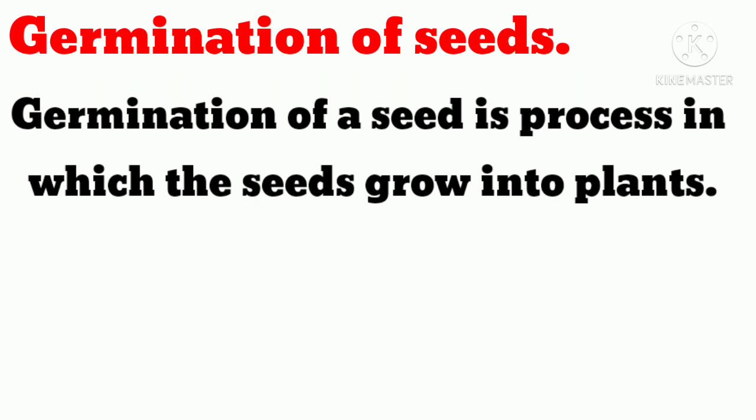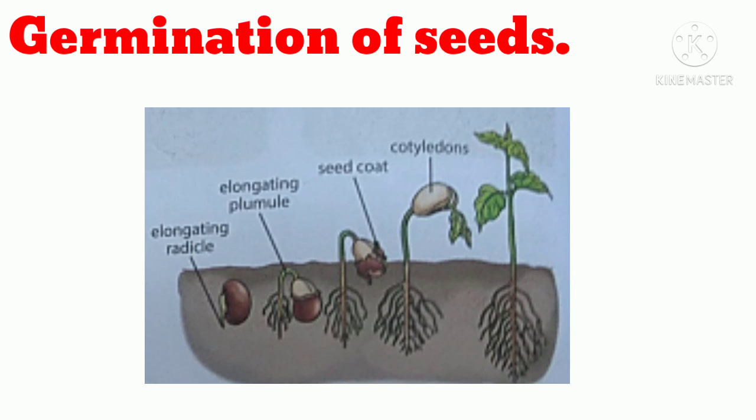Now let us know about the process called germination of seeds. Germination of a seed is a process in which the seeds grow into plants. After the dispersal of seeds, the seeds grow into plants. This process is known as germination of seeds.